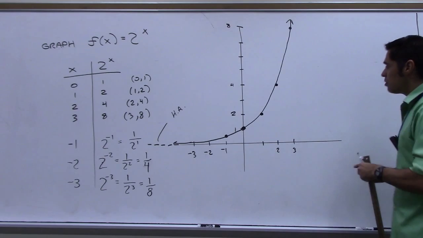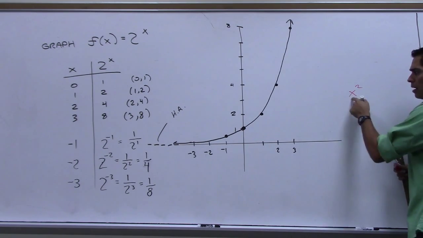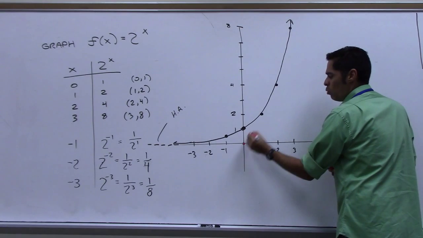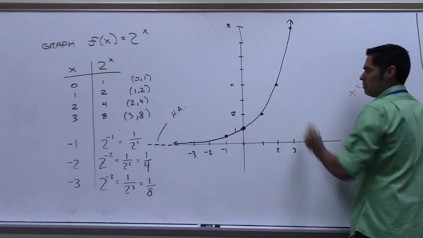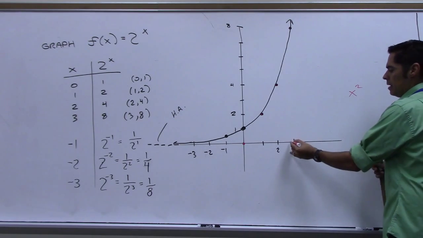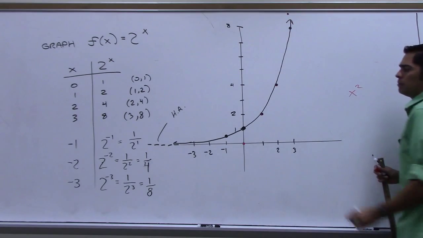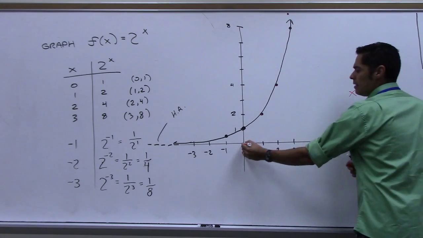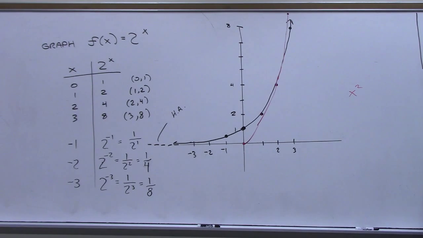If we were to draw x squared on here, you plug in 0, you get 0. You plug in 1, you get 1. You plug in 2, you get 4. Where would you be here at 3? 9 would be higher than this one, wouldn't it? So you might get the idea that this parabola is actually growing faster than the exponential function, but it's not even close.